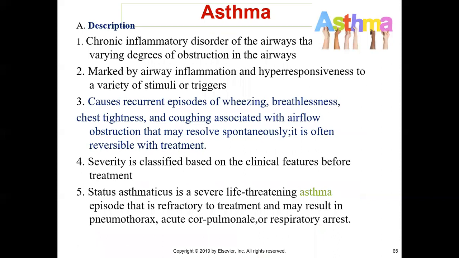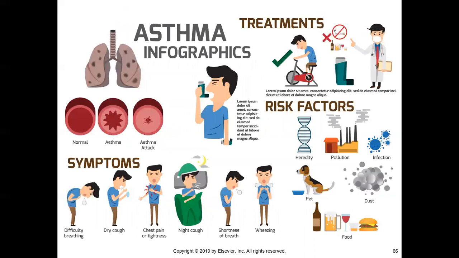And now we are going to talk about asthma, right? So asthma is a chronic inflammatory disease with bronchoconstriction or bronchospasm. In asthma, we see mucosal edema with increased mucus production.